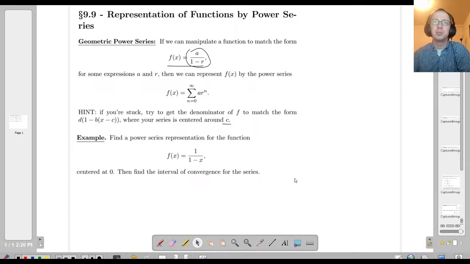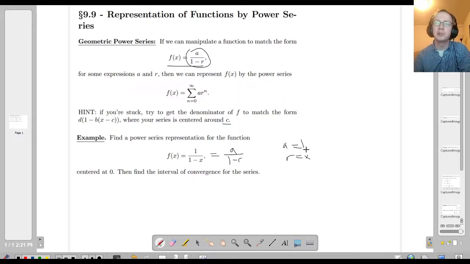So our first problem tasks us with finding a power series representation for this function 1 over 1 minus x centered at 0. Alright, so the first thing I want to do is just see if I can make that look like a over 1 minus r. So hopefully this will just work out. So let's see, I could have a equal 1, that's the number on the top. I could have r equal x. Cool, so it's kind of in the right form.